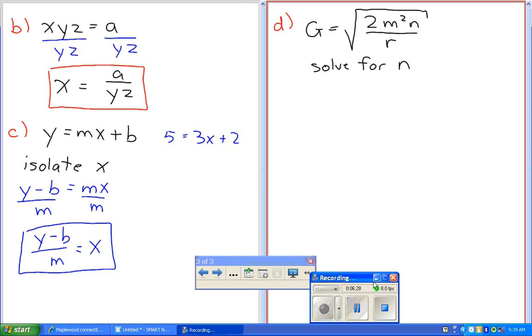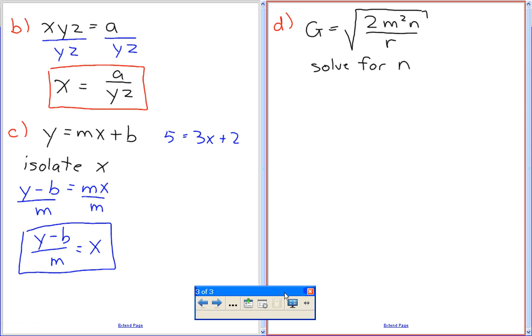I need about 4 people who are confident. Can I get one brave soul to give me the first step? Natasha, first step, please. Go. They can take the square root by adding 4 plus x over here. Yeah, so g squared equals 2 m squared n divided by r.